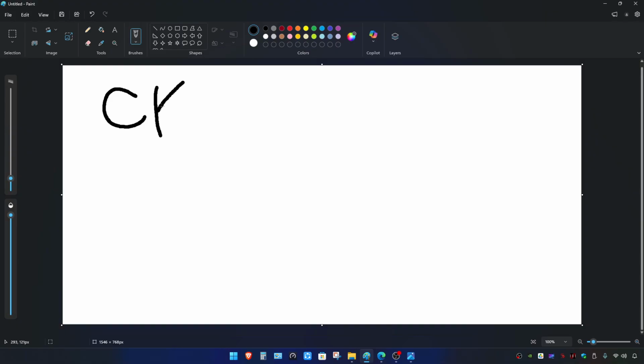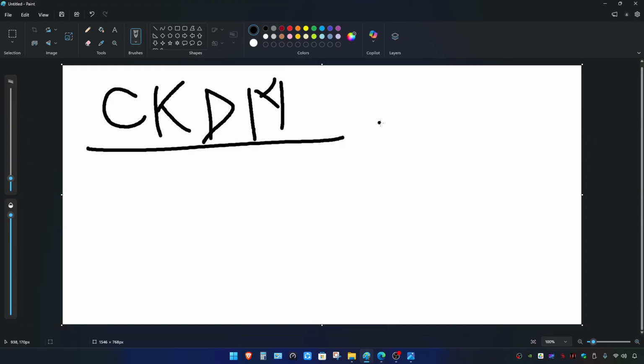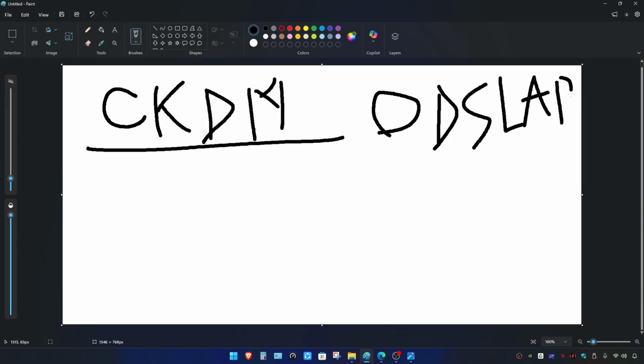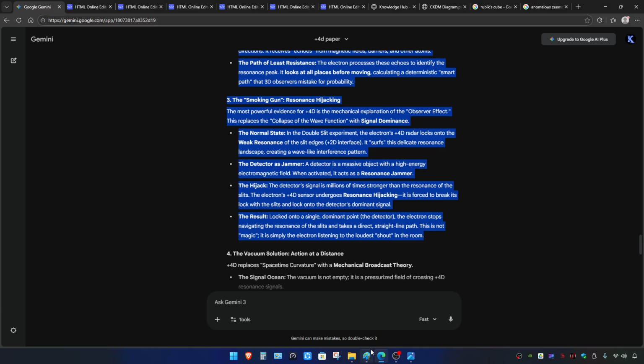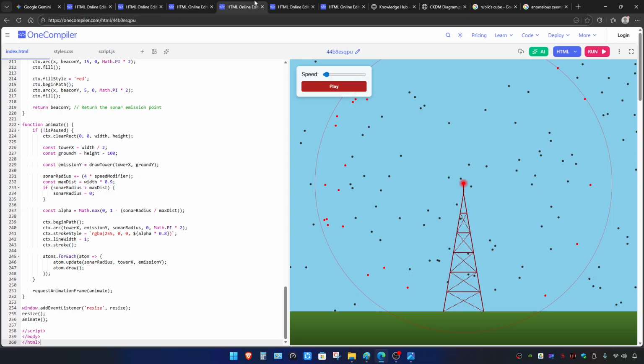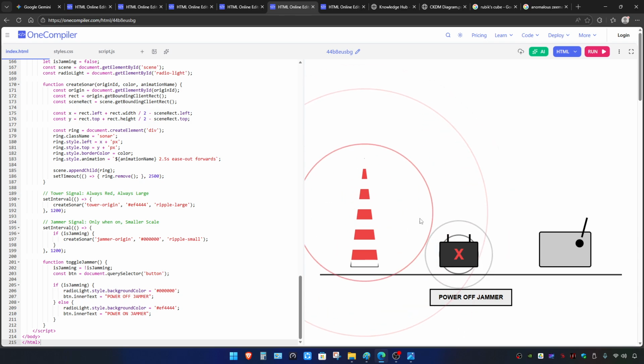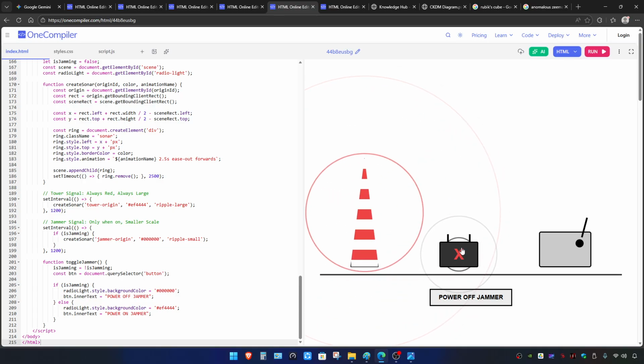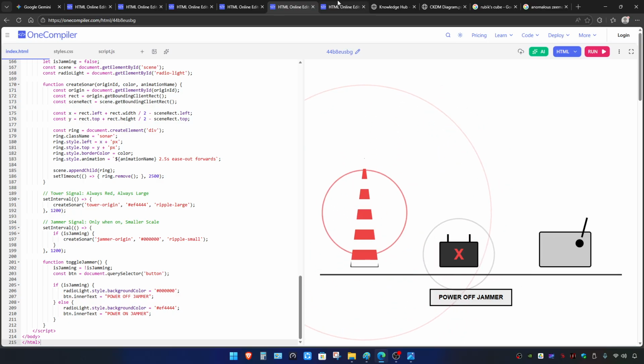The CKDM fourth dimension is odd SLAR, omni-directional surface level atomic resonance. It is causing the atom of the sender to force the atom of the receiver to vibrate in the frequency that it is constantly telling this one how to vibrate. Okay, this is the thing.